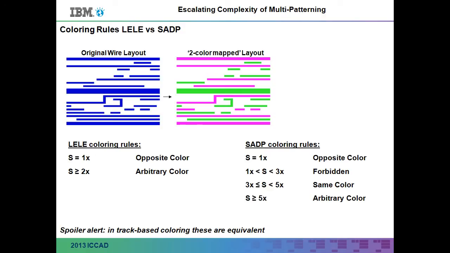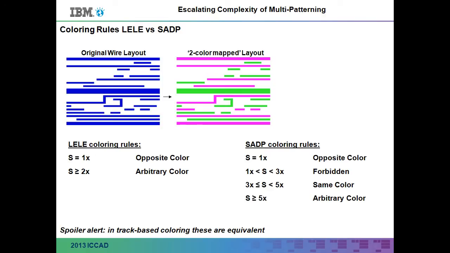One is the coloring gets a lot more complicated. For a litho etch, it's a fairly simple set of rules. If you're at minimum space, you have to be opposite color. If you're larger than minimum space, be whatever color dependency you want. For SADP, we still have to be minimum space, opposite color. Then we have a range of forbidden spaces where we have no solution with this deposited sidewall on how to actually make those spaces, so you can't design there at all.